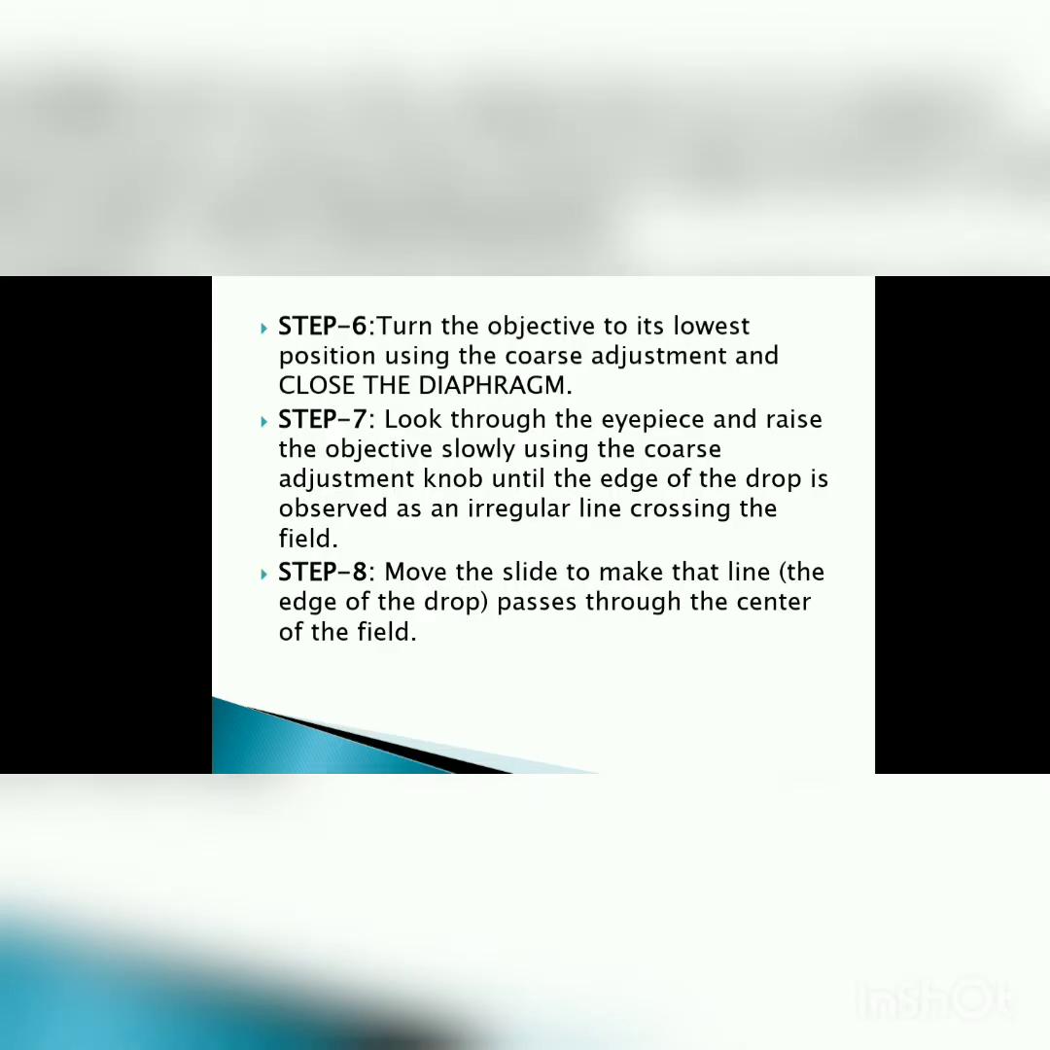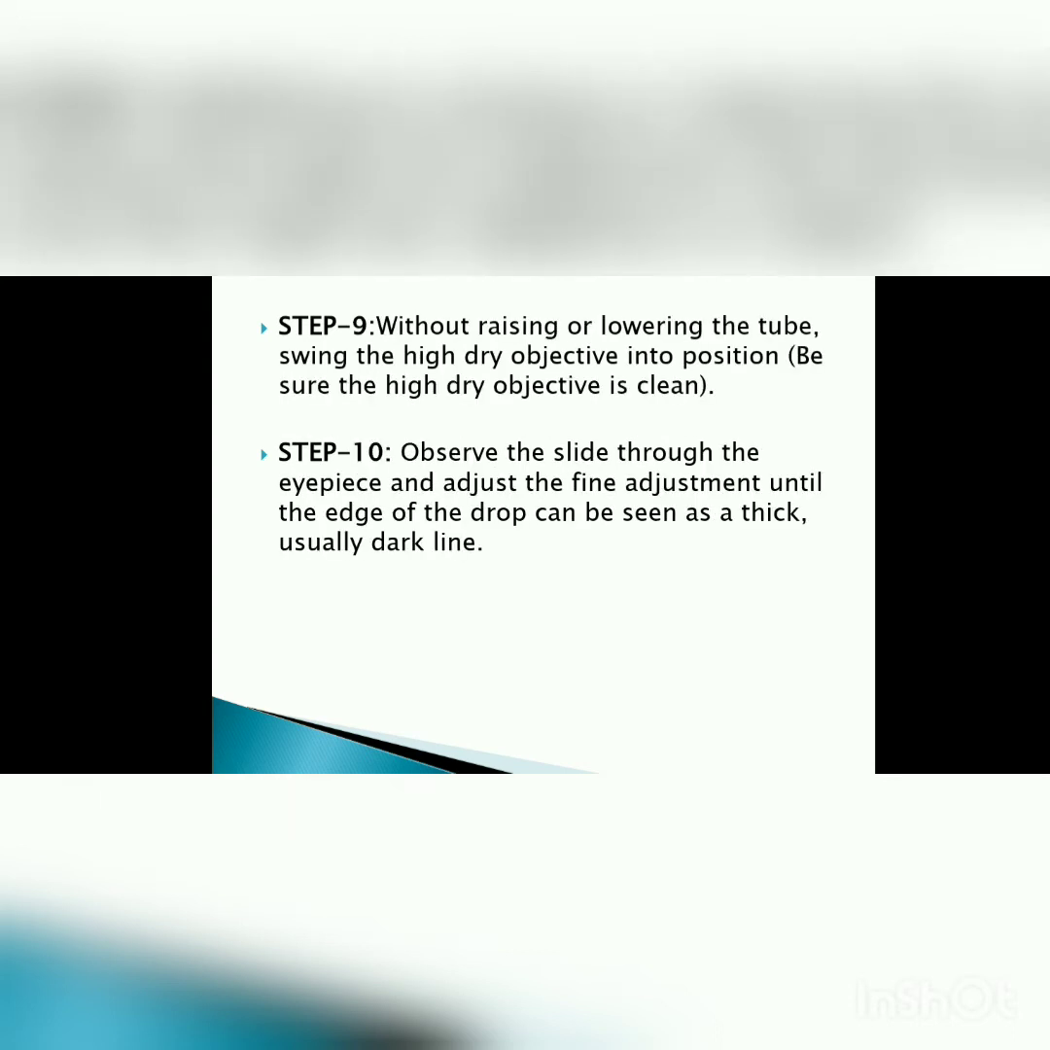Then next, turn the objective to its lowest position using the coarse adjustment and close the diaphragm. Look through the eyepiece and raise the objective slowly using the coarse adjustment knob until the edge of the drop is observed as an irregular line crossing the field. Step 8, move the slide so that the line passes through the center of the field. Next, without raising or lowering the tube, swing the high dry objective into position. Then observe the slide through the eyepiece and adjust the fine adjustment until the edge of the drop can be seen as a thick dark line.